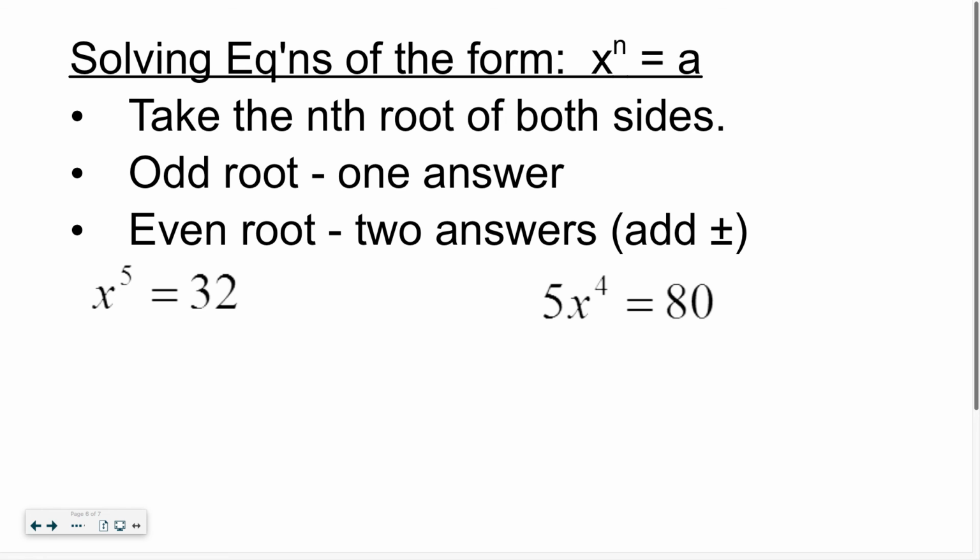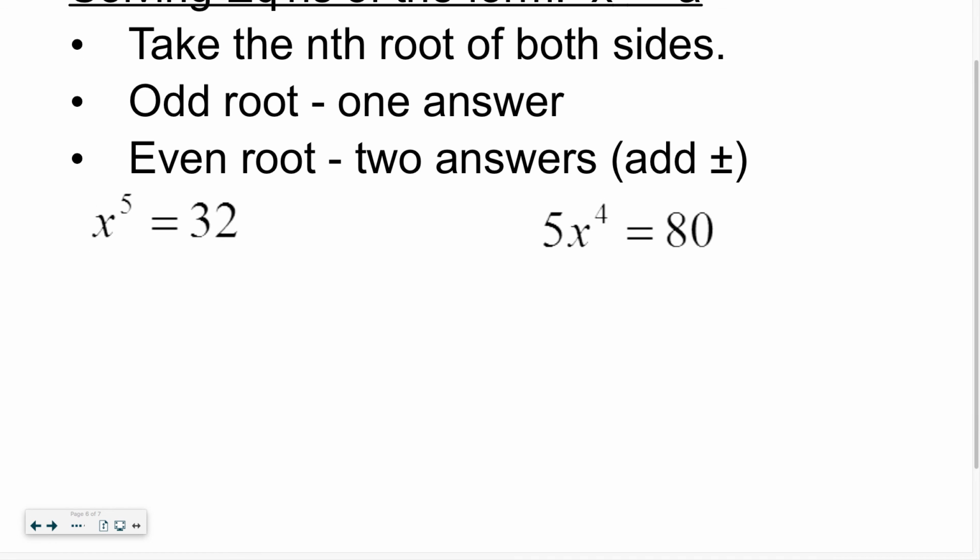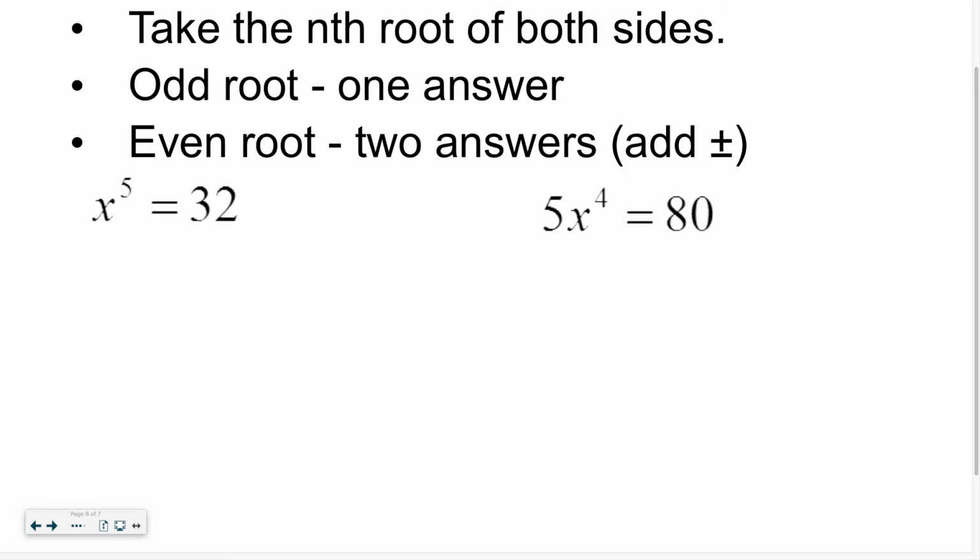Okay, so I'm just going to run through some quick examples. They're not hard to write down, so if you want some examples in your notes, you can add them. x to the 5th equals 32. Well, I just need to get to my x, so I have to do the 5th root, and then I have to do it to the other side. That's an odd root, so there will only be one answer. It has to be the correct sign. What is the 5th root of 32? 2. So x equals 2.